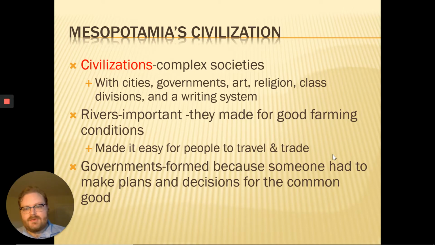So Mesopotamia civilization. Covered this many times, guys. Remember that civilizations are complex societies with cities, governments, art, religion, class divisions, and a writing system. Different civilizations have different aspects about them. They have different governments, they have different art styles, they have different religions sometimes. They had rivers, which were important because they made for good farming conditions, guys. Remember, rivers are good for farming. And governments were initially formed because someone had to make plans and decisions for the common good.